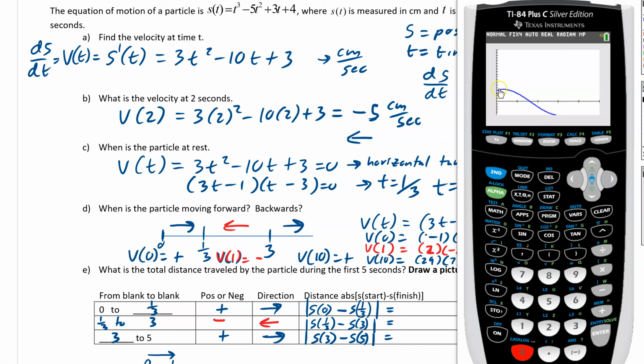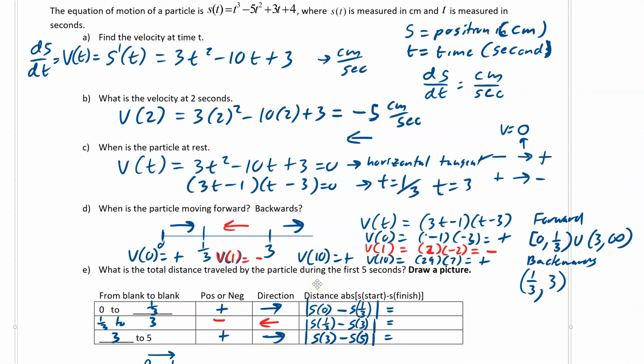So you can see we went to the right and then to the left. So we increased, decreased, and then increased. That's our 1/3 and our 5. If we hit trace and 0, it tells us our number. So it's 4. So s sub 0 is 4 minus, in fact, I'm just going to put the parentheses here. Put the minus in there. And we just do that for each one.